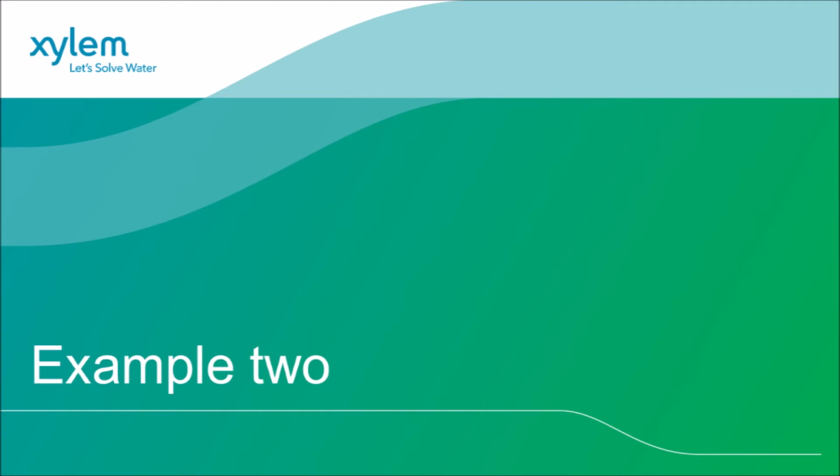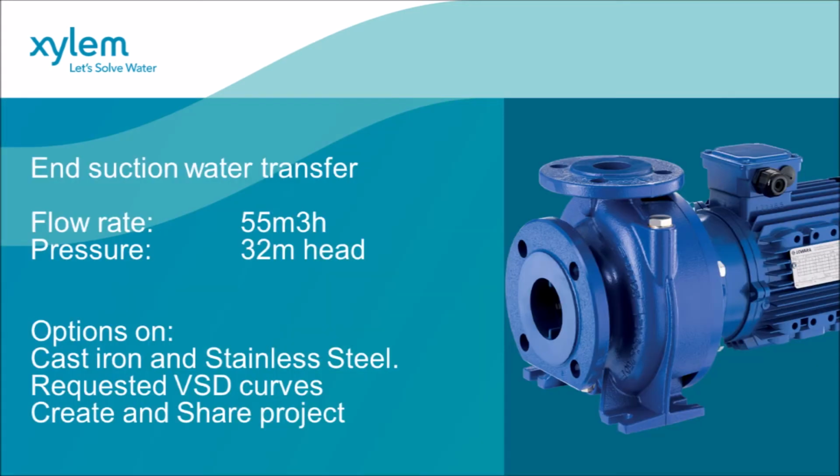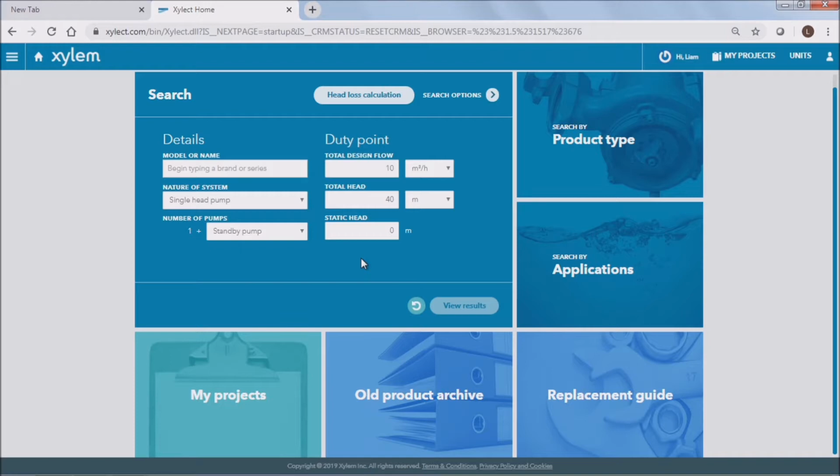For the second example, we have been asked by a colleague to make a selection for an end suction pump transferring water. We have been advised that the flow rate has been calculated at 55 cubic meters per hour and that the pressure required is 32 meters head. They require a selection for cast iron and stainless steel construction. They have also requested to show the variable speed curves and to be sent a copy of the project under the project ID Water Transfer.